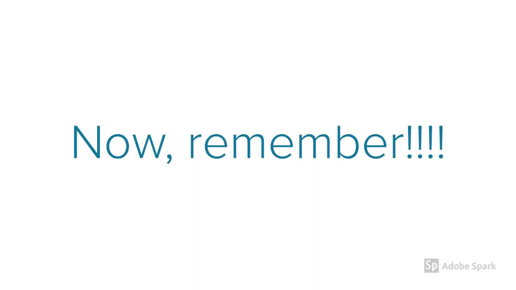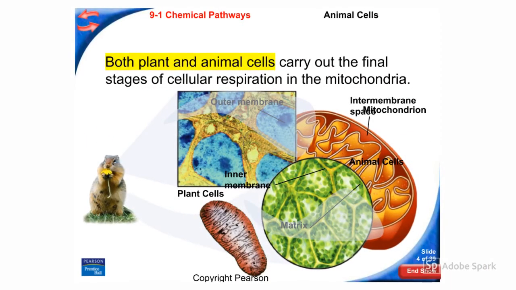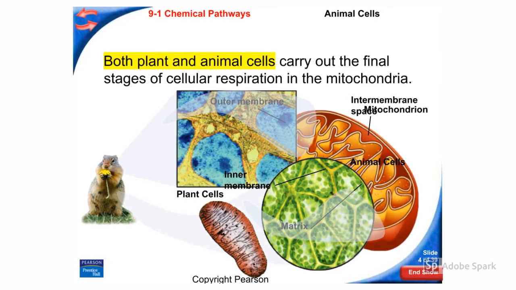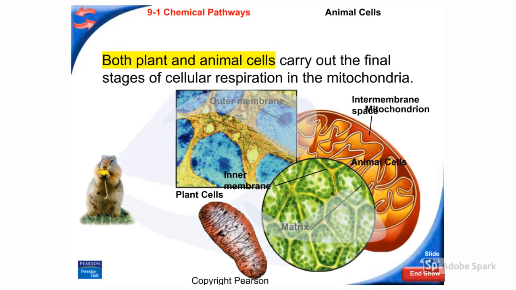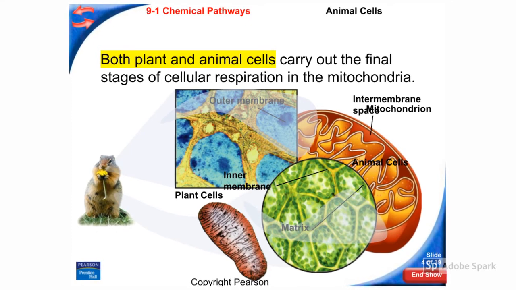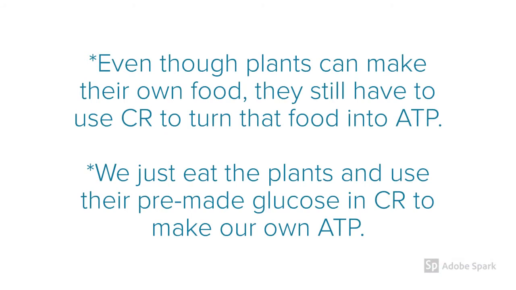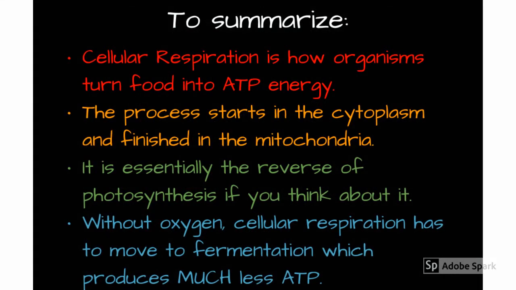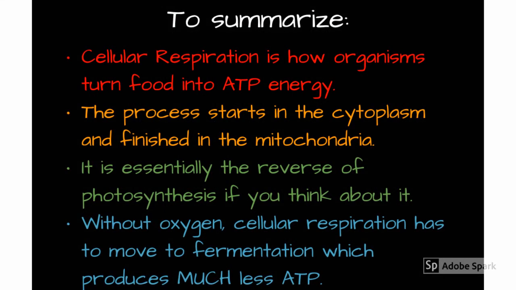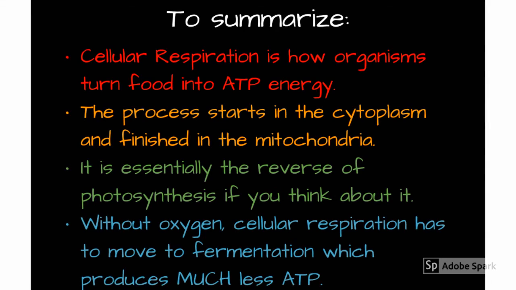Now, this is really important for you to remember. Both plant and animal cells carry out the final stages of cellular respiration in mitochondria. Both plants and animals. Even though plants can make their own food, they still have to use cellular respiration to turn that food into ATP. And we happen to just eat the plants and use their pre-made glucose in cellular respiration to make our own ATP. So all in all, cellular respiration is how organisms turn food into ATP energy.